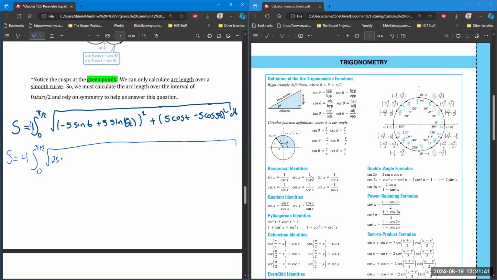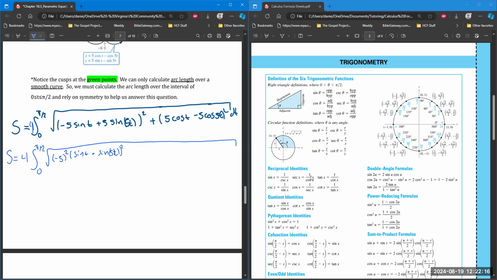This is going to be 25 sine squared t. And actually, let me just get that 25 out right now. I'm going to pull a negative 5 squared out from here and make this sine of t minus sine of 5t.